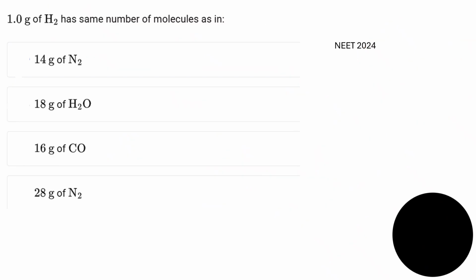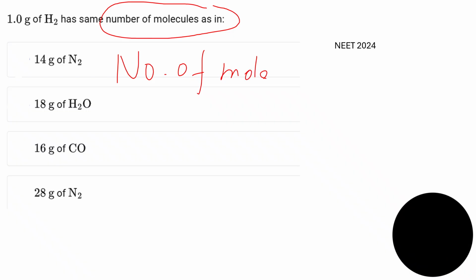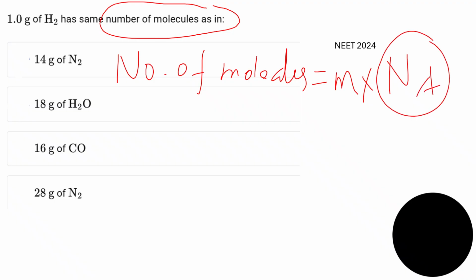This is the next question. 1 gram of H2 has the same number of molecules as... I already told the formula to find the number of molecules. The number of molecules is equal to moles into the Avogadro number. We know the Avogadro number. We need to find only the number of moles. So we need to find the moles in the question, then find the moles of these four options. How many moles are present in 1 gram of H2?